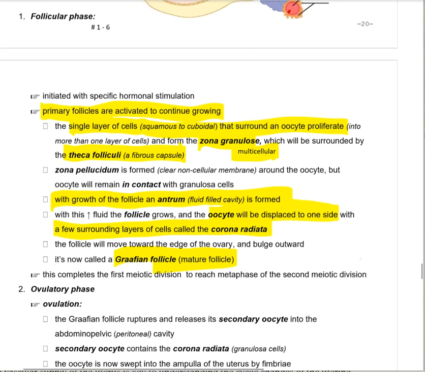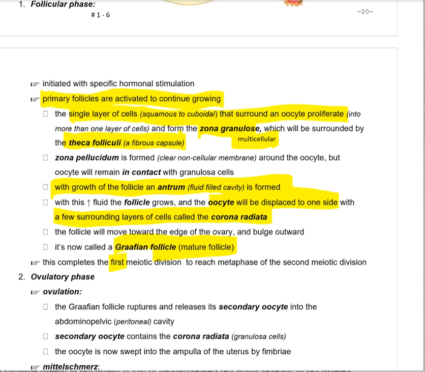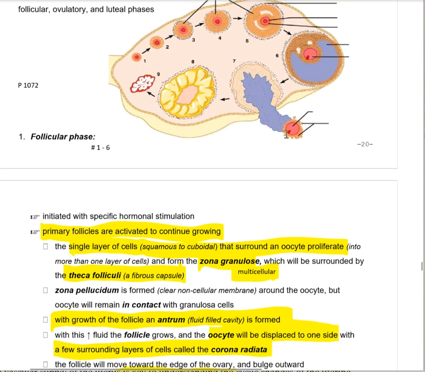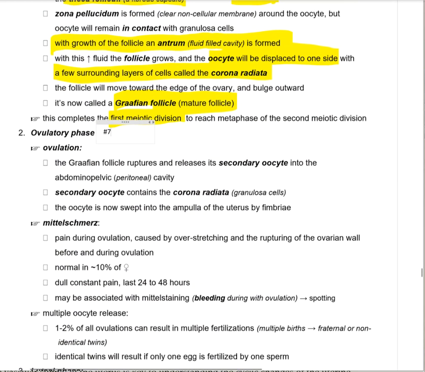And this is where the first meiotic division is then completed, right? We were just talking about that. Then we have our ovulatory phase. And ovulatory phase is number 7 up above, which is this right here where ovulation occurs. So it's just that one little brief moment in time.